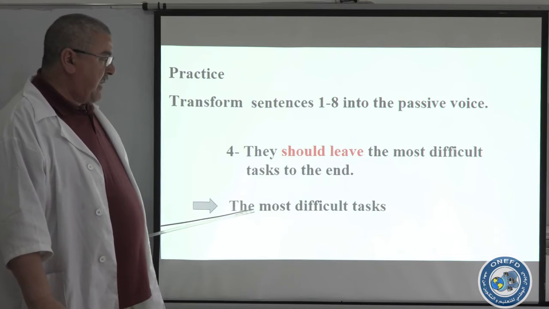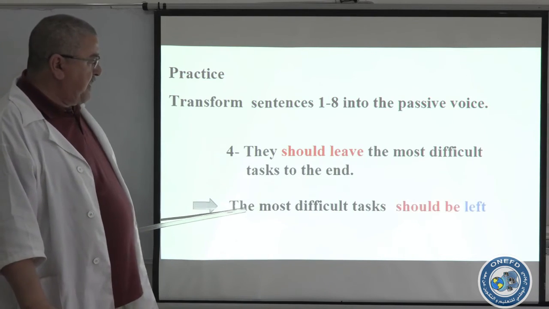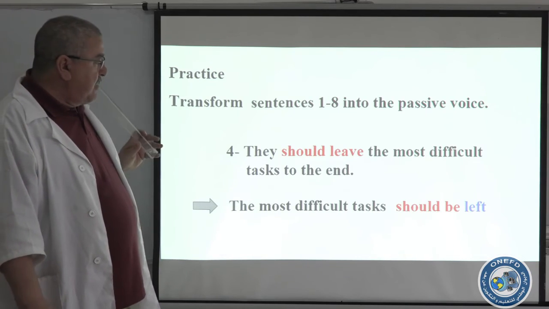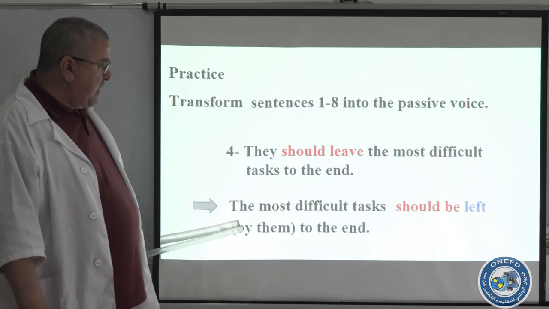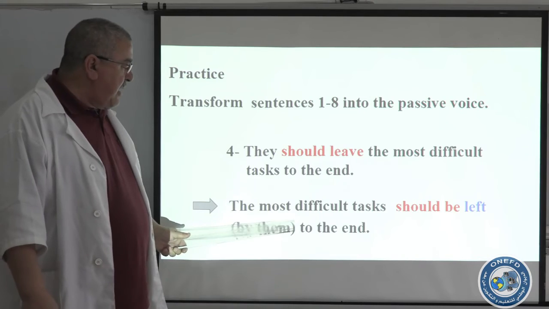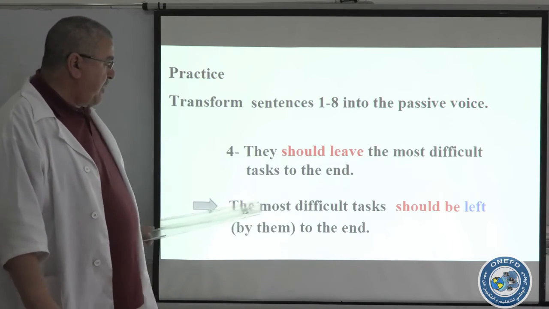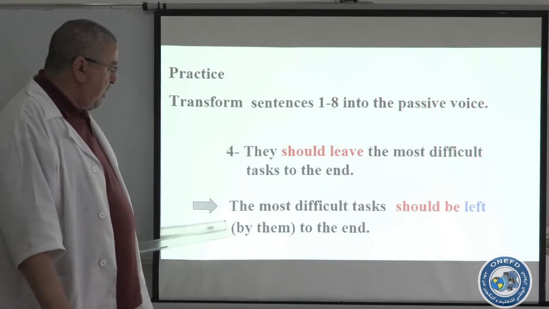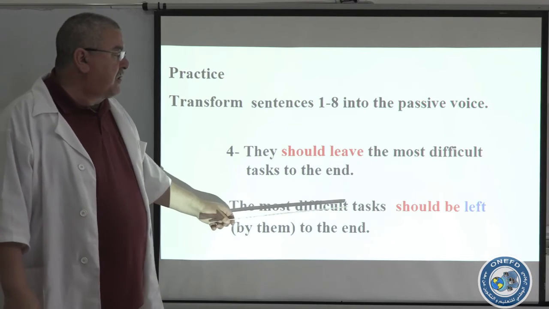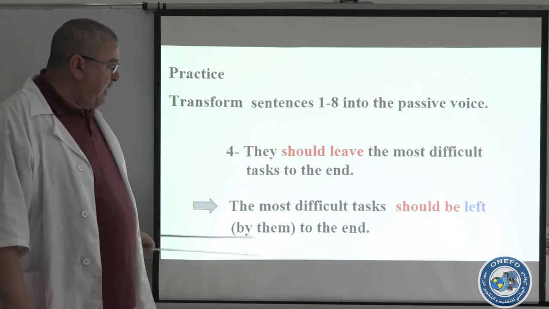The most difficult tasks, which is the object, is positioned in the beginning of the sentence. Should be left to the end by them. You will notice that the agent here, the by agent here, is not very important. It is optional. We can correctly say the most difficult tasks should be left to the end without mentioning by them.